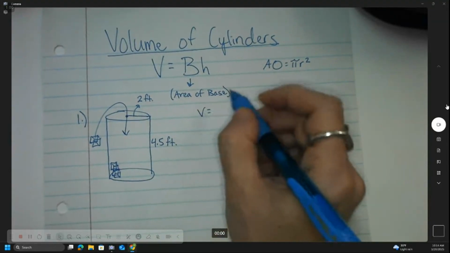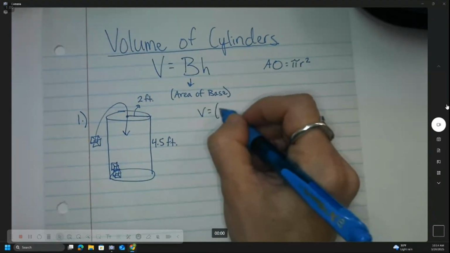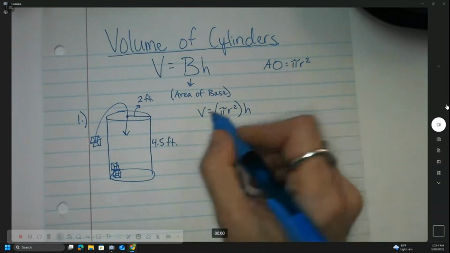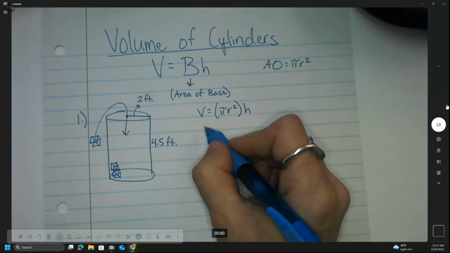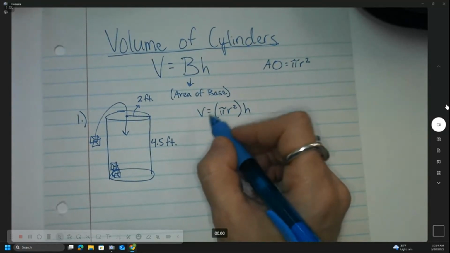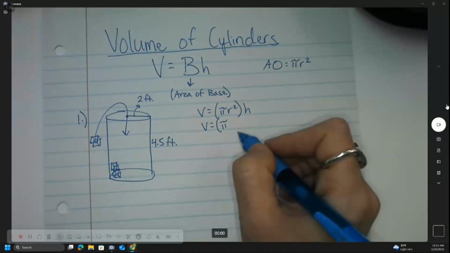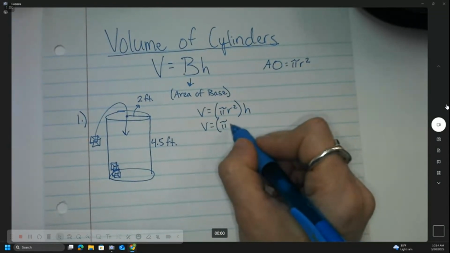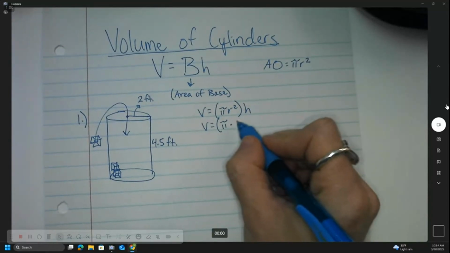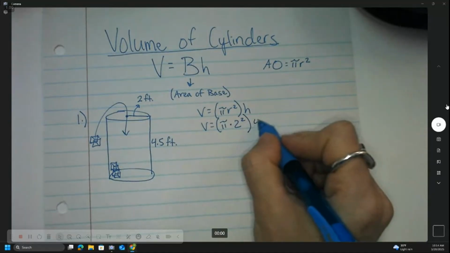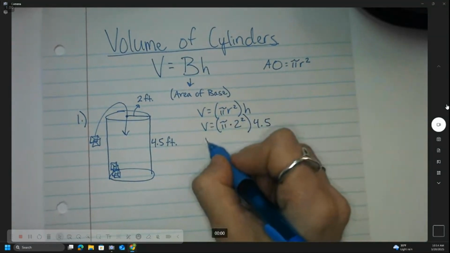So I'm going to write it. We need to know pi r squared for that big B spot times the height. That's what we're technically using. Let's write a new step on a new line each time. We're going to use substitution, and our radius is 2. So we're going to do pi times 2 squared, close the parentheses, times 4.5, which is the height.